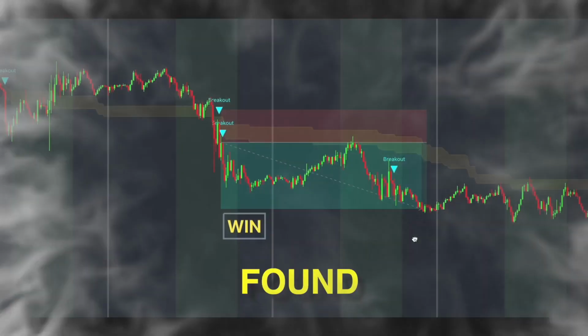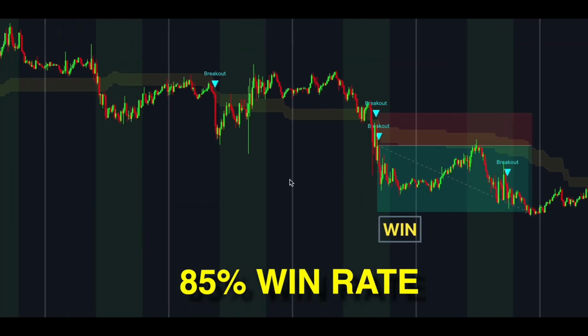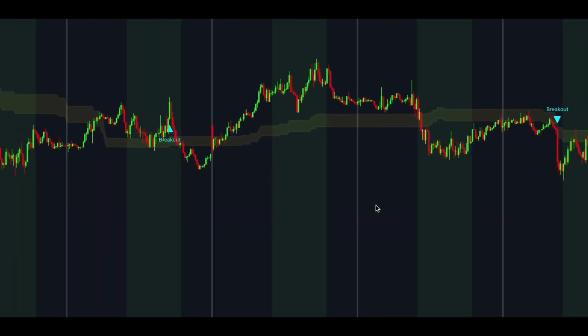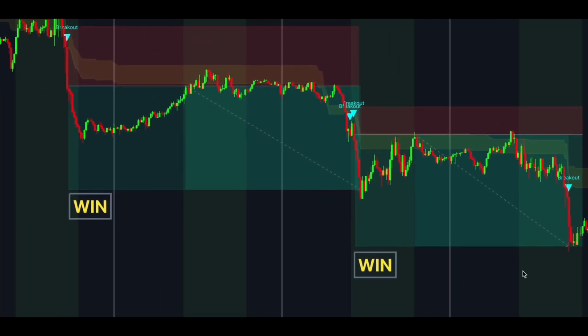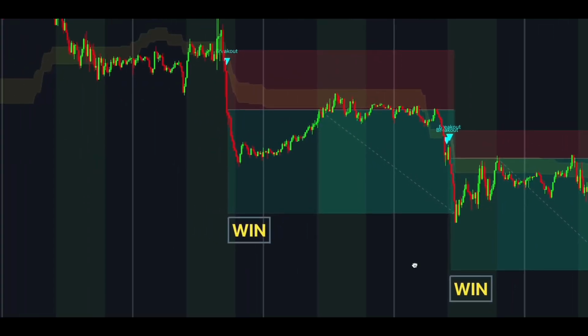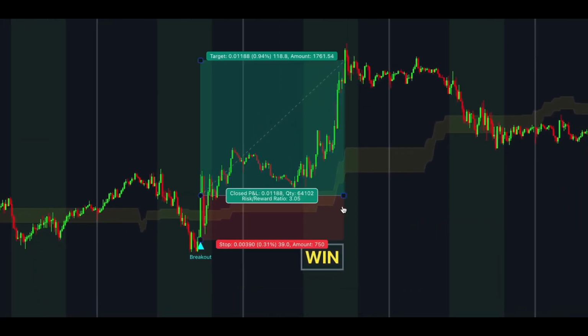Traders, our team found a new indicator setup that has close to 85% winning ratio. We tested this strategy on different cryptocurrencies and Forex pairs and were surprised by the results. The trades you see on my screen were found on the pound, US dollar in the 15-minute time frame.